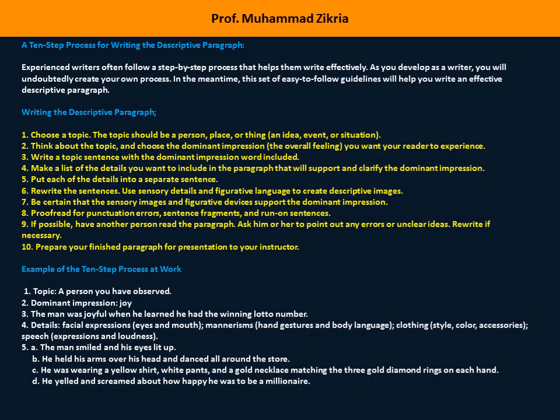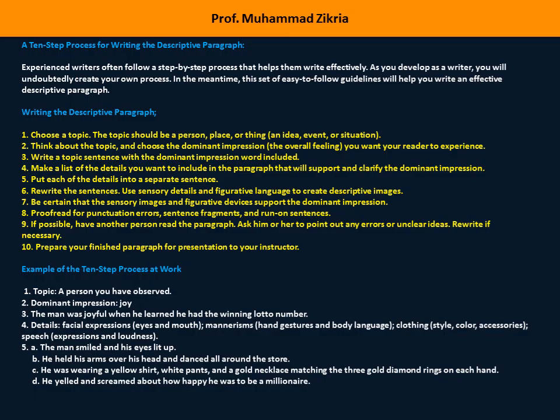There are 10 steps you have to keep in mind while writing a descriptive paragraph. That is known as a 10-step process for writing the descriptive paragraph. Experienced writers often follow a step-by-step process that helps them write effectively. As you develop as a writer, you will undoubtedly create your own process. In the meantime, this set of easy to follow guidelines will help you write an effective descriptive paragraph.